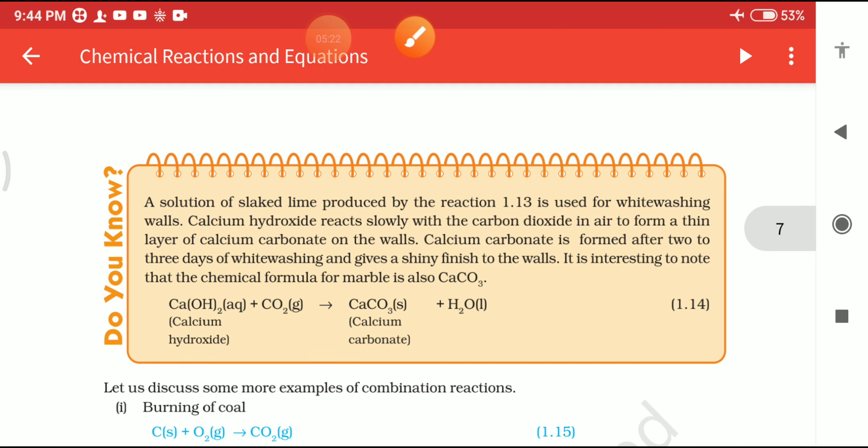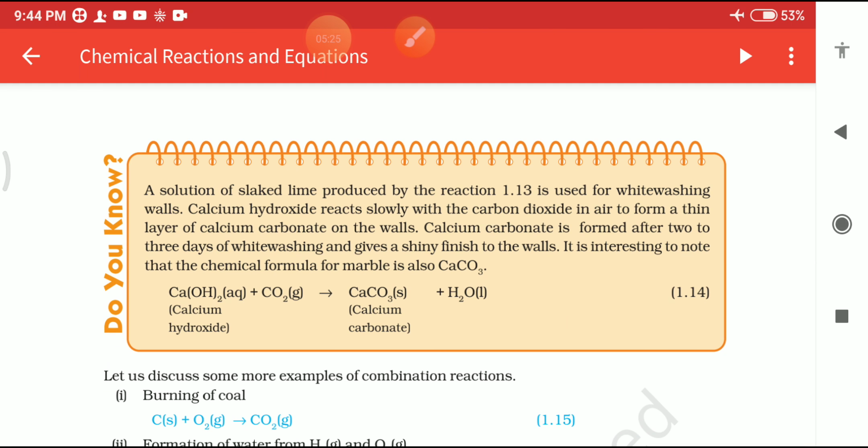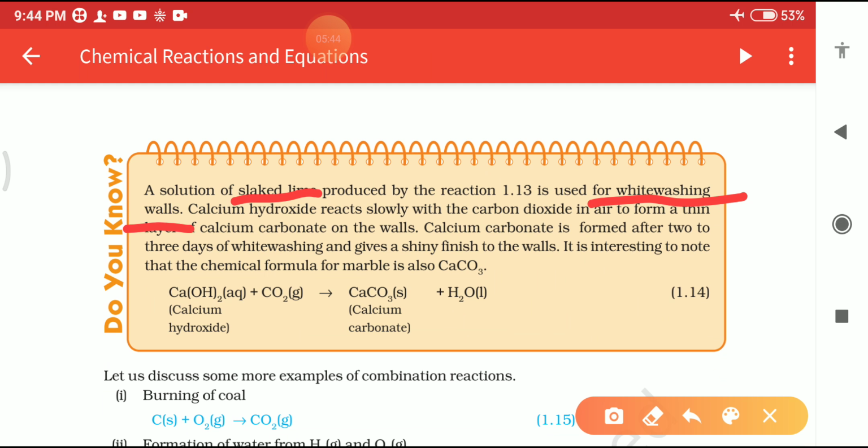Actually, we have a lot of examples of combination reactions. Now see here, this one is also very important. Do you know a solution of slaked lime? Slaked lime means your calcium hydroxide, which is used for whitewashing walls. Sometimes a question will ask you what is the function of slaked lime and what is another name of slaked lime. That is calcium hydroxide. The function of calcium hydroxide is that we can use it for the whitewashing of the walls.